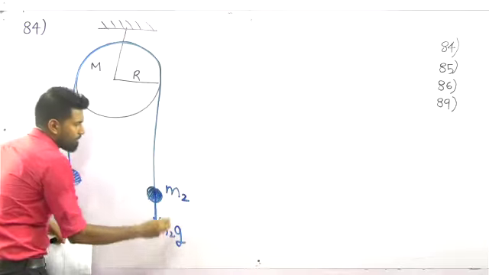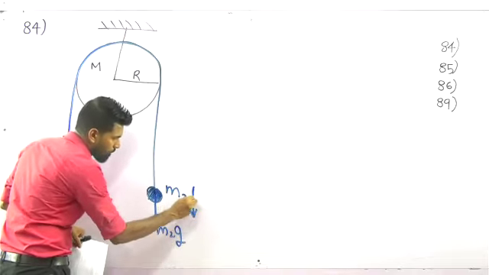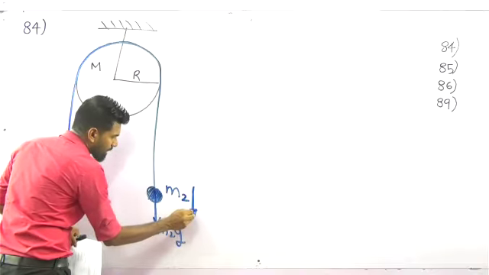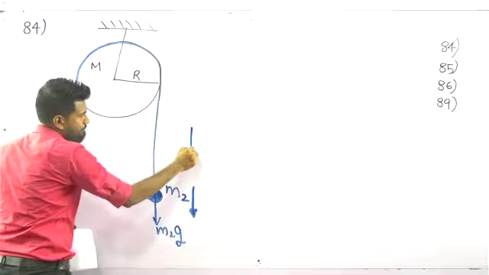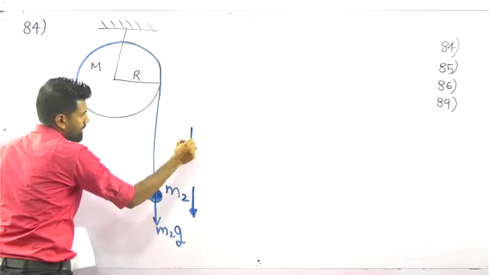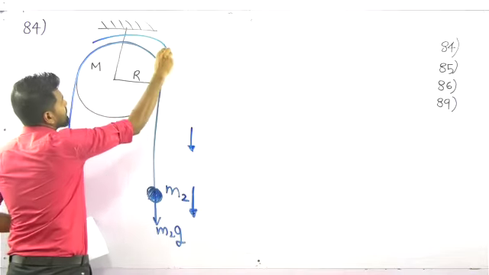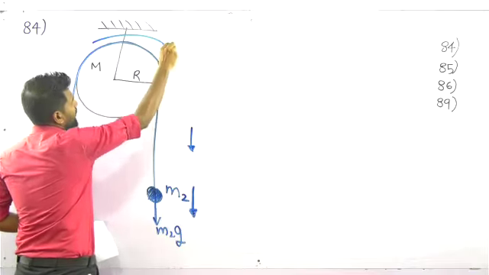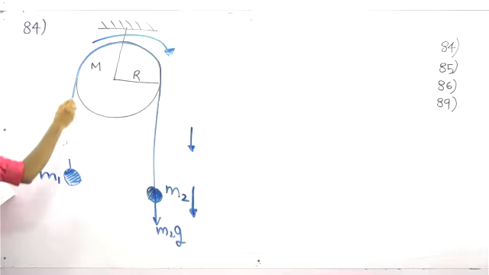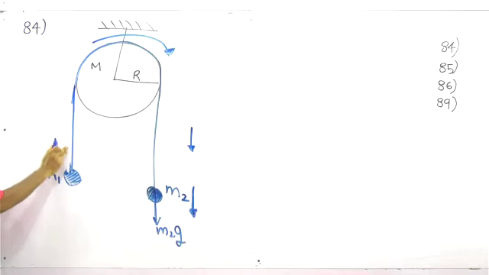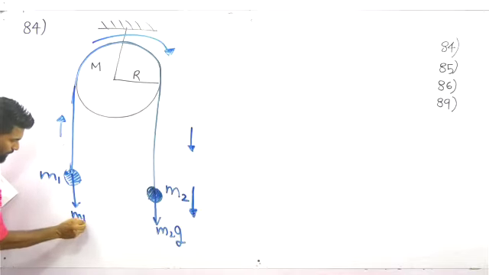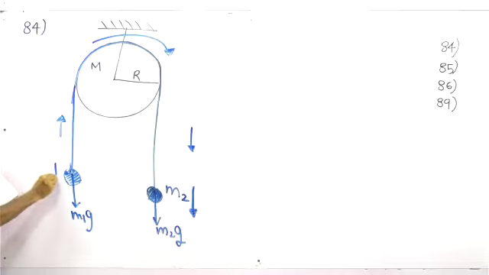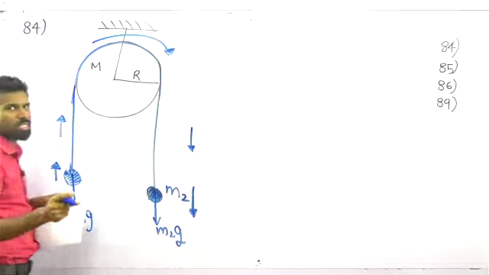So what will happen? M2 will move down. For M2 to move down, the string has to come down like this. When the string is coming down, it has to pass over the pulley like this, and from the other side the string has to move up. And what will happen to M1? Let's mark its weight, M1G. It will move up, since M2 has the higher weight.